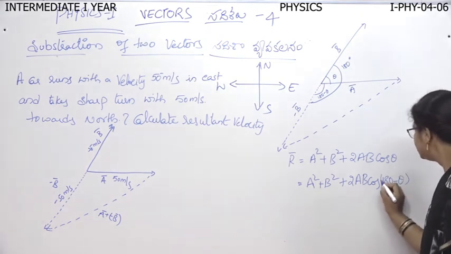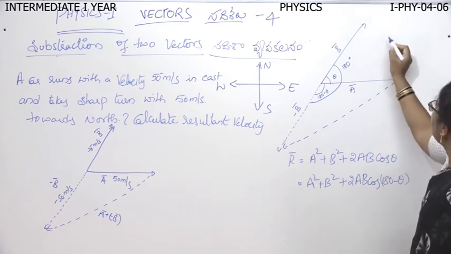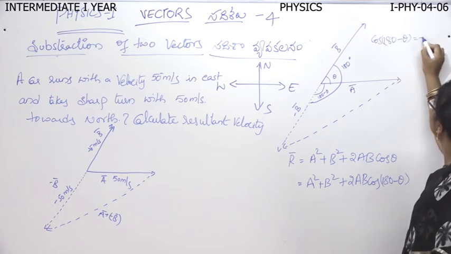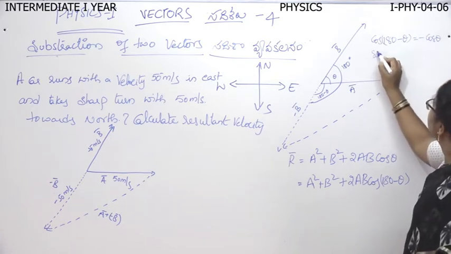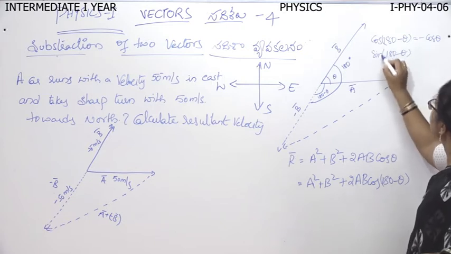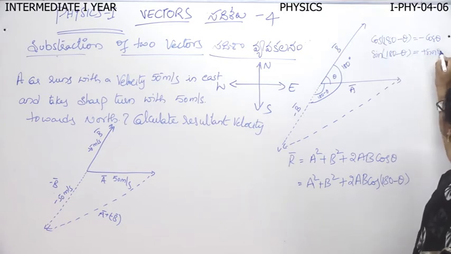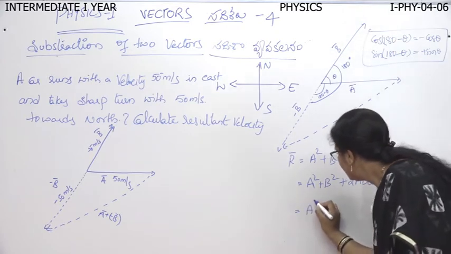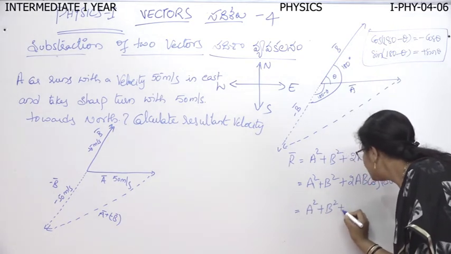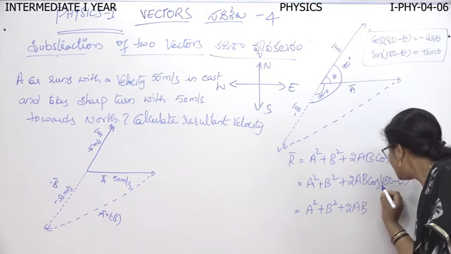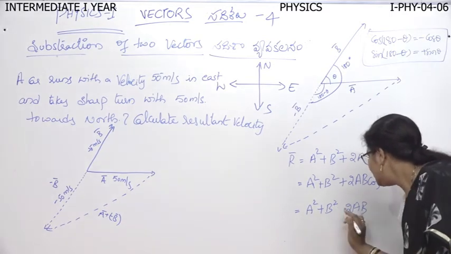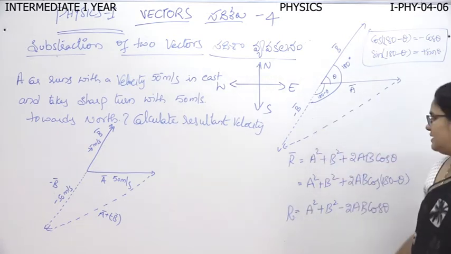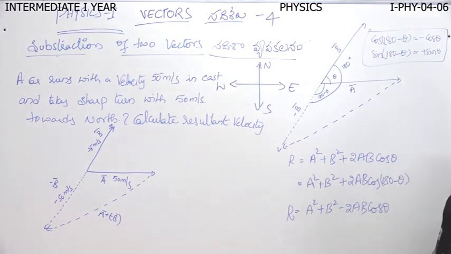Okay, so we have a formula in trigonometry. Cos 180 minus theta is minus cos theta. Sin 180 minus theta is plus sin theta. Remember these two formulas. So if I substitute that, a square plus b square plus 2ab into minus cos theta. So plus of minus, here you will get minus cos theta. So this is the magnitude of the resultant vector. This is the magnitude of the resultant vector direction.